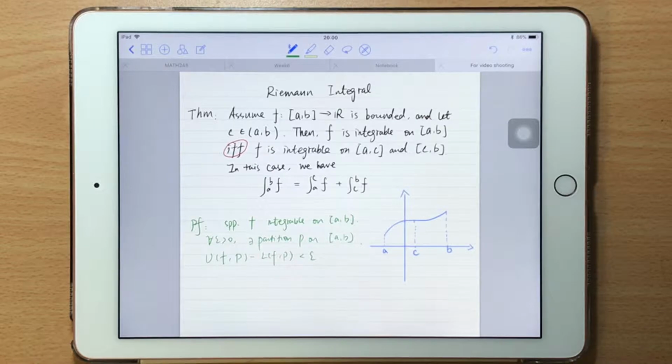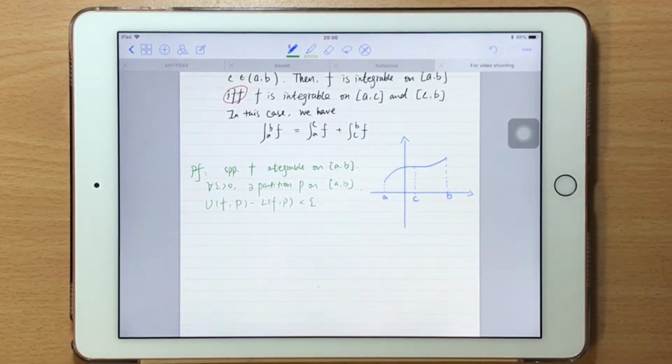We want to show that f is also integrable on [a,c] and [c,b], and it's the same to show that f is integrable on each. So we only show that f is integrable on [a,c], and it's completely the same thing to show that it's integrable on [c,b].